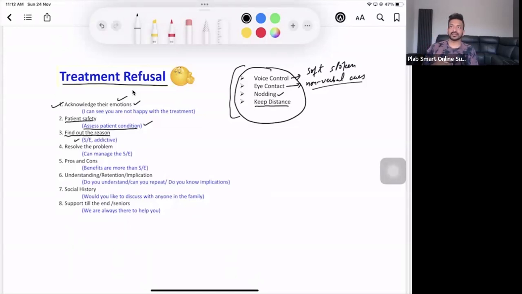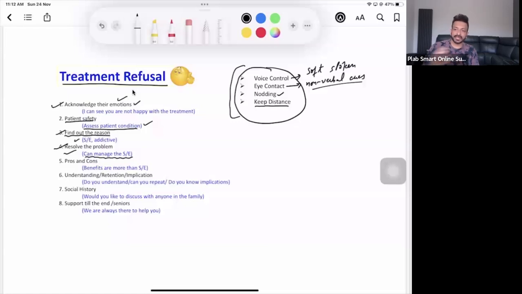For example, you give some inhalers to the patient and the patient says, no, I don't want to take your inhalers. So you ask the reason behind it. The patient says it has side effects. We as doctors know every medication has side effects, right? But what we can do is manage the side effects. So there is a problem, you find out the reason, and you try your best to resolve that problem, right?